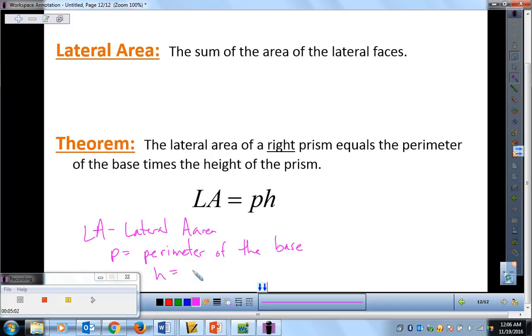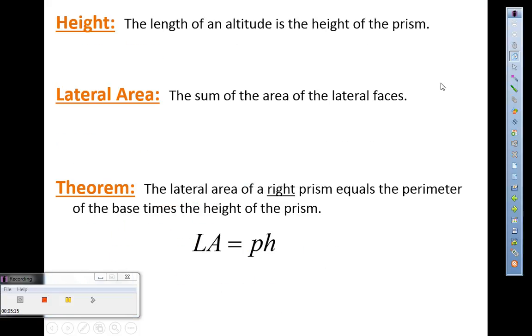And h is the height of the prism. So P is the perimeter of the base, h is the height of the whole prism. So all the way from top to bottom, that's the height of the prism.